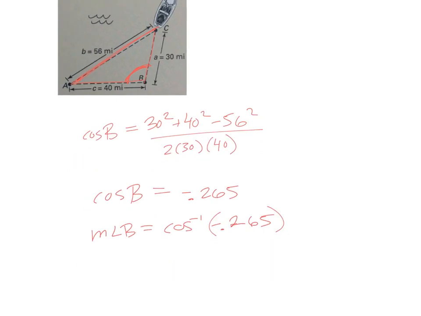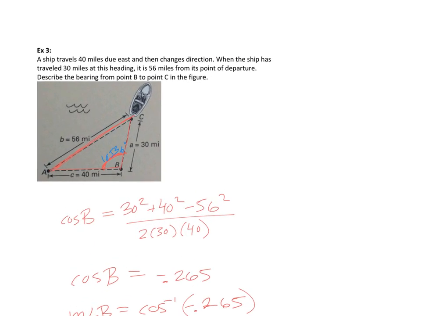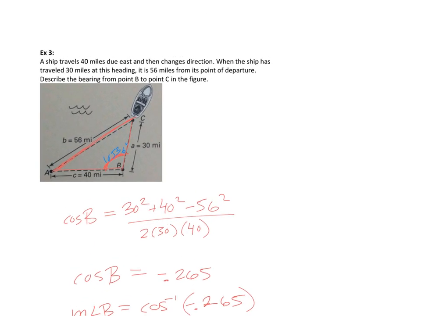And I have the measurement of angle B, which is 105.36 degrees. So now what do we do? The question is asking for the bearing. Describe the bearing from point B to point C. They're very specific, from point B to C. So from here to here, what is that bearing?